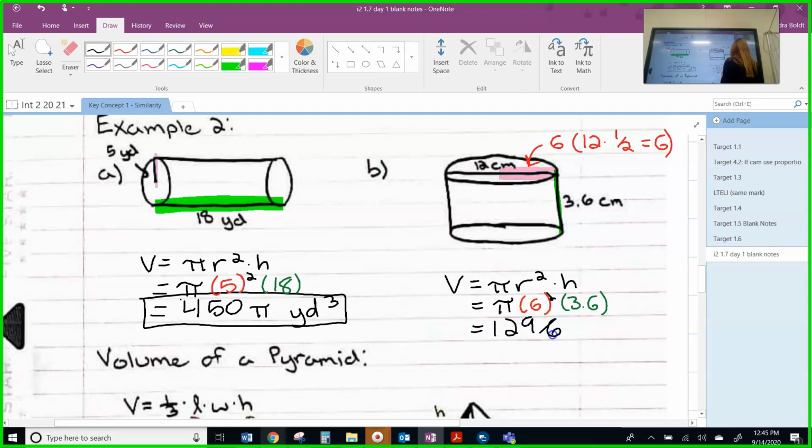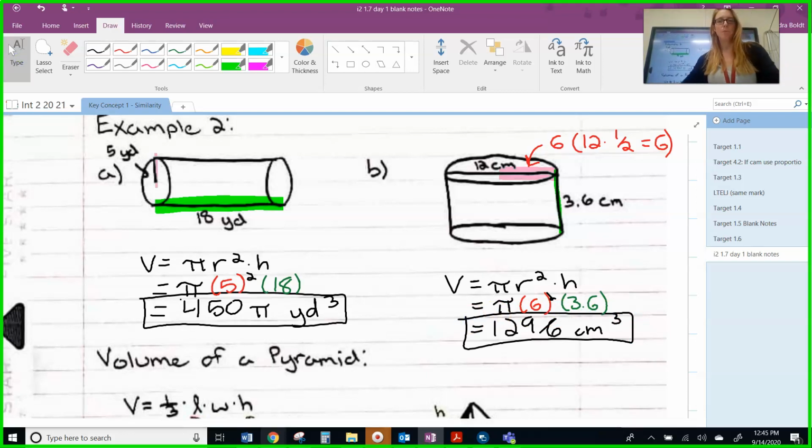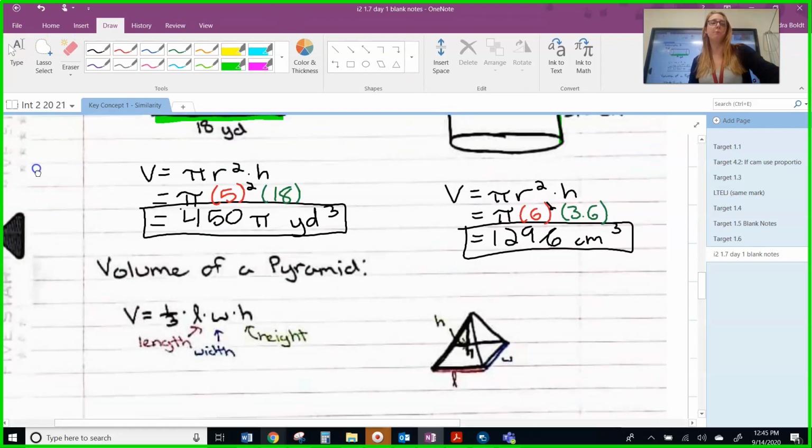My unit is centimeters. And again, it's volume, so centimeters is cubed. We're working in 3 dimensions. Okay, that's it for cylinders. The biggest thing is remembering that if the line goes all the way across the circle, then it is half of that. Okay, so we do have to be careful with that.